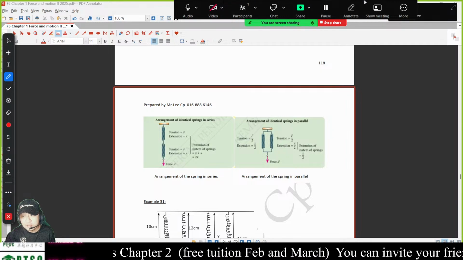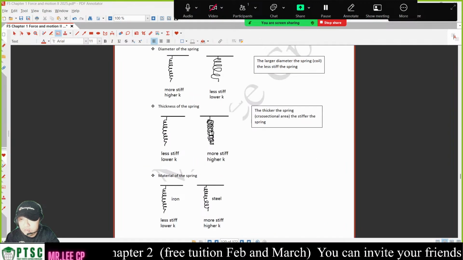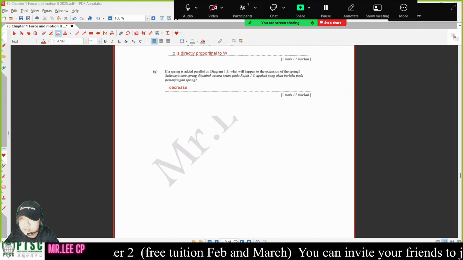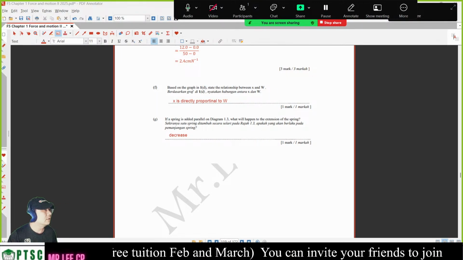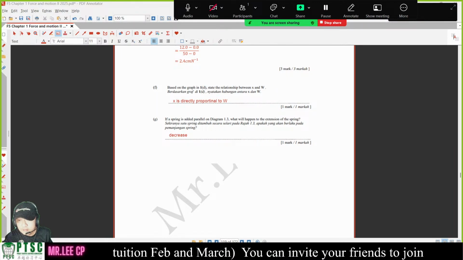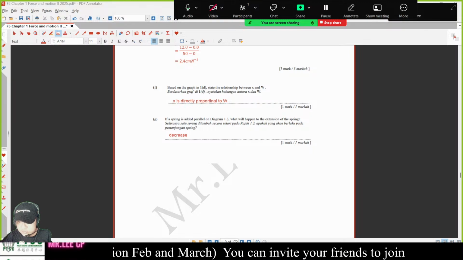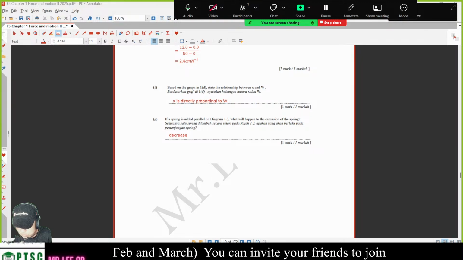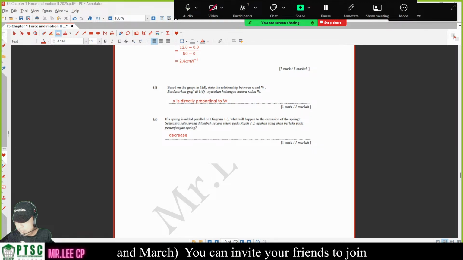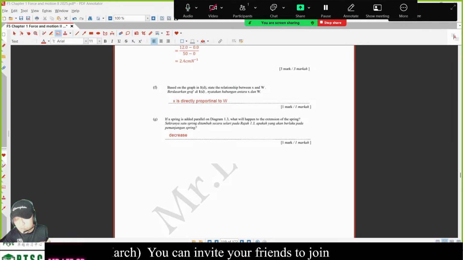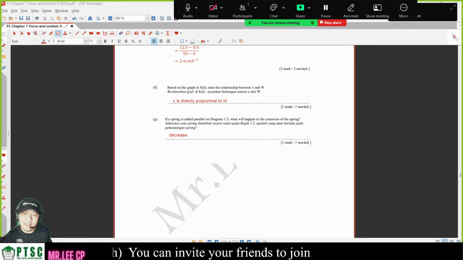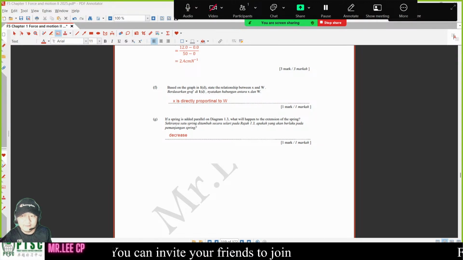Alright. Now, just now, they said this question. If a spring is added parallel to the 1.3, what will happen to the extension of the spring? You add in one parallel, so the extension will be lesser.